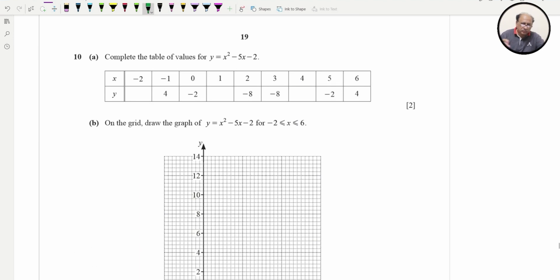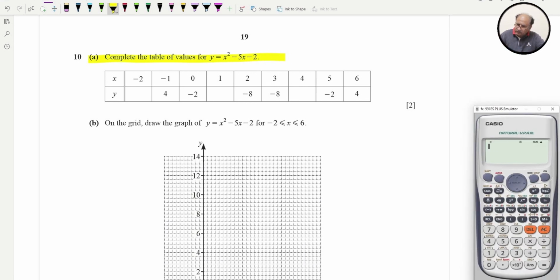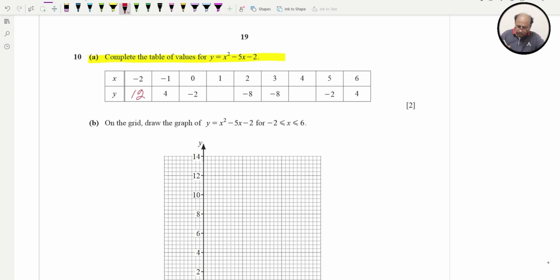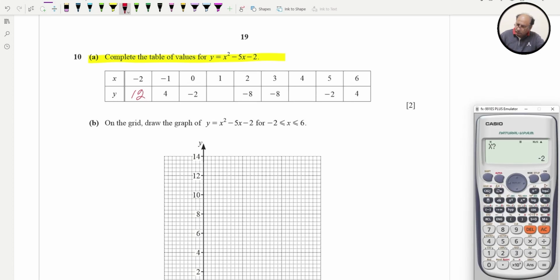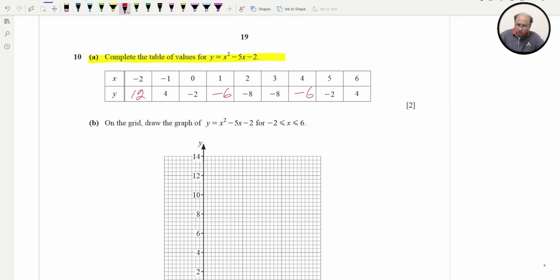Now question number 10. Question number 10 says complete the table of values for this equation, and the easiest way is just type here x squared minus 5x minus 2, and calculate for -2. Calculating for -2 will give us 12, so we can write here the value 12. Then calculate for x equal to 1, and this will be -6, and next value will be for 4, so calculate for x equal to 4, and we can write here -6. So this is done for 2 marks.